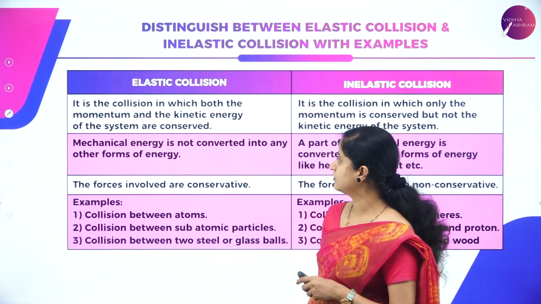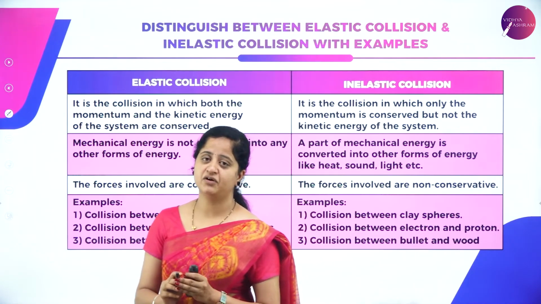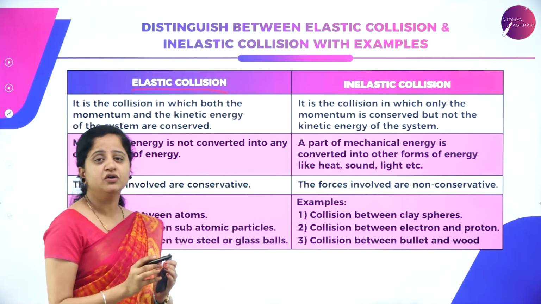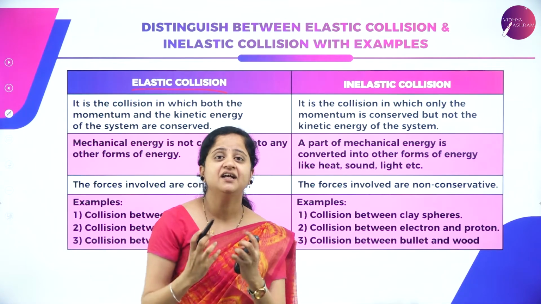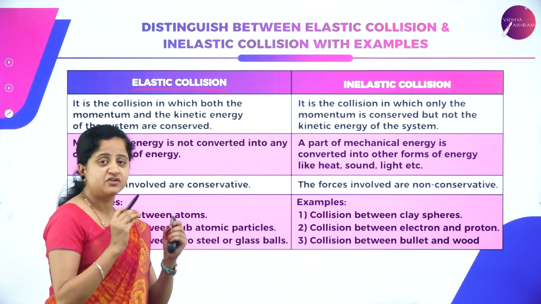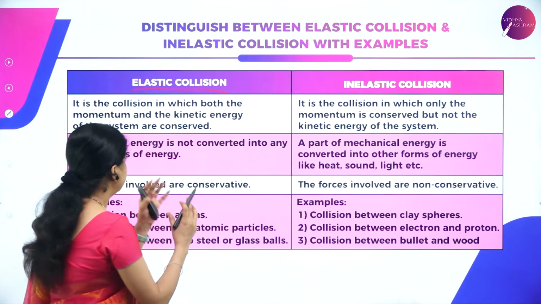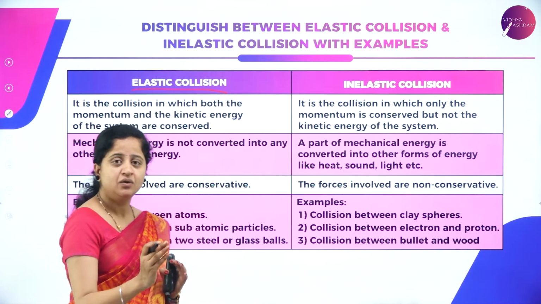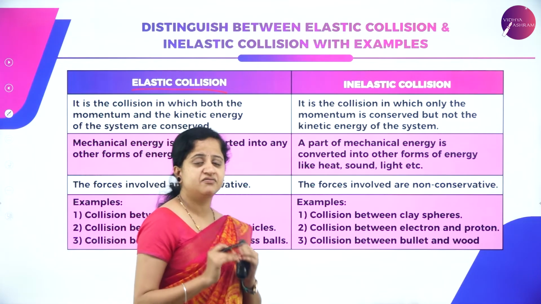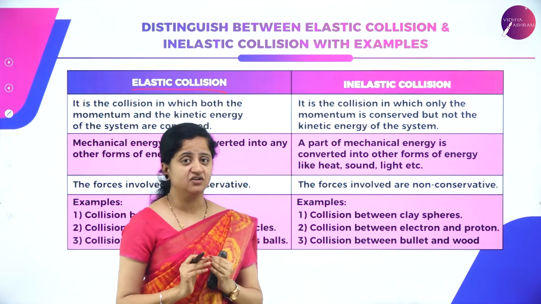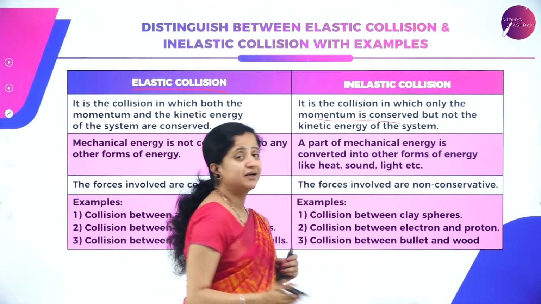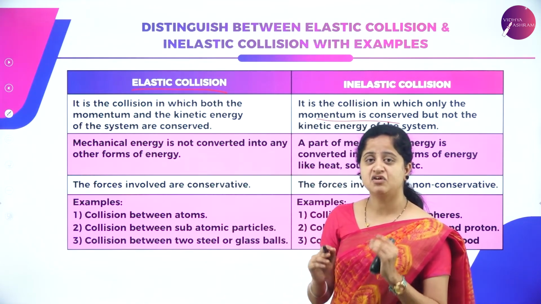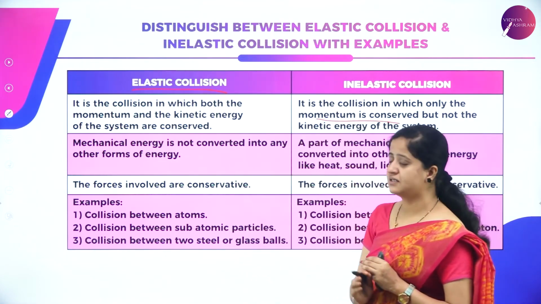So what is elastic collision and inelastic collision? How are they different from each other? Let us now differentiate between these two. Elastic collision is one in which both the momentum and the kinetic energy of the bodies are conserved. What is inelastic collision then? In case of inelastic collision, only the momentum is conserved but not the kinetic energy. Kinetic energy differs from one point to another in case of inelastic collision, but the momentum is conserved throughout.